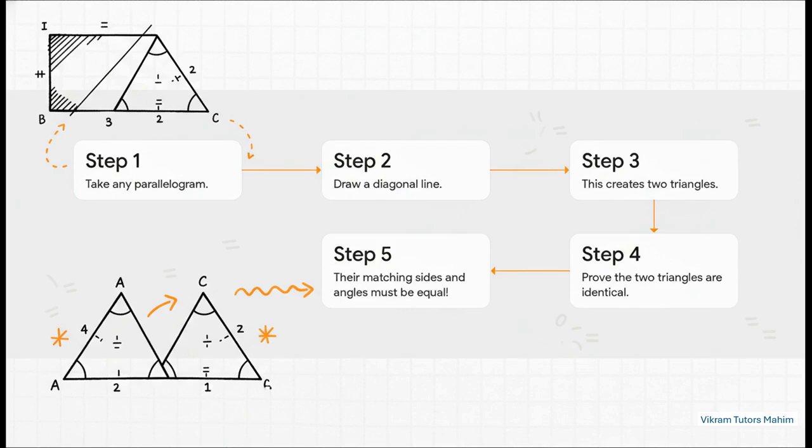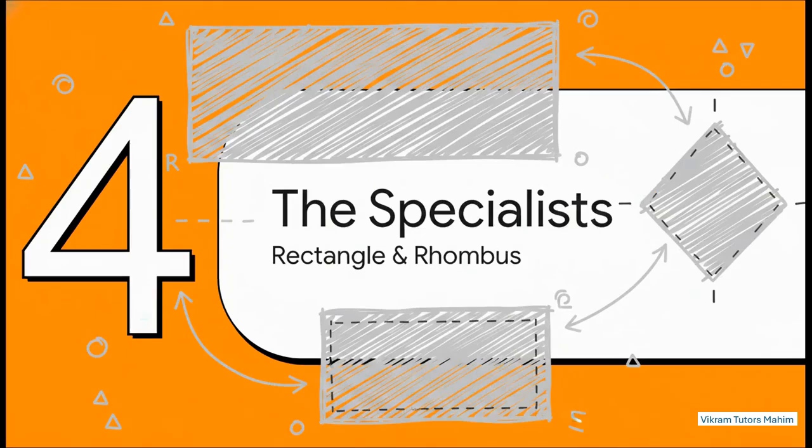And if the triangles are identical, well, then their matching sides and angles have to be identical too. It's such a clean, simple way to prove that these properties are true every single time. Okay, so the parallelogram is our new souped-up starting point. Now let's see what happens when we add just one more specific rule.